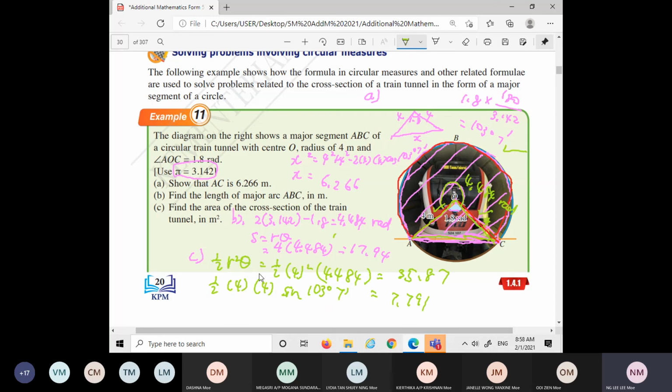Remember just now when we found the minor segment, we minus. But now we find the major segment, we have to plus. So these two add up. Then the answer will be 43.66.